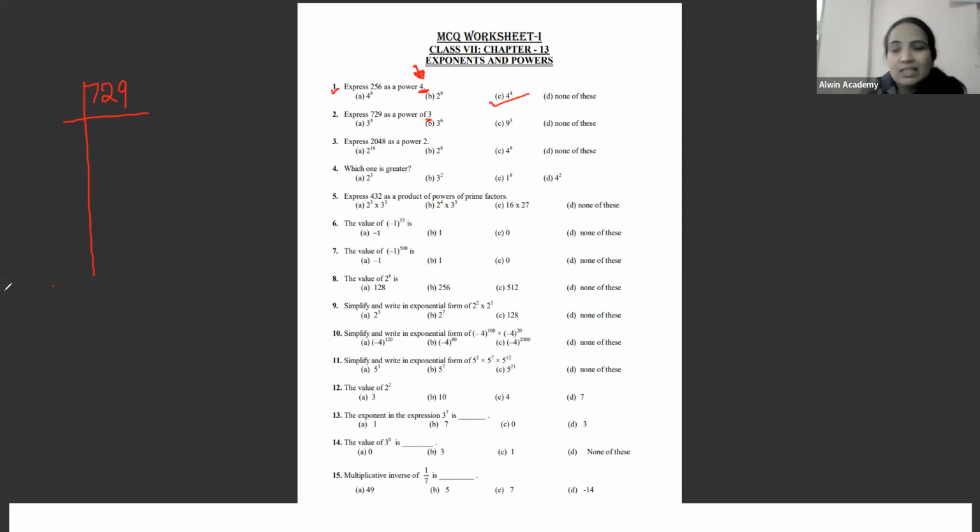If you haven't learned that table wherein you know all the powers, that is shared in the first video of this chapter. When we started this chapter in 7th grade only, we gave you a complete table. If you learn that, that is the best and quickest method to do this. Now this is 729. Now let's start doing it with 3.